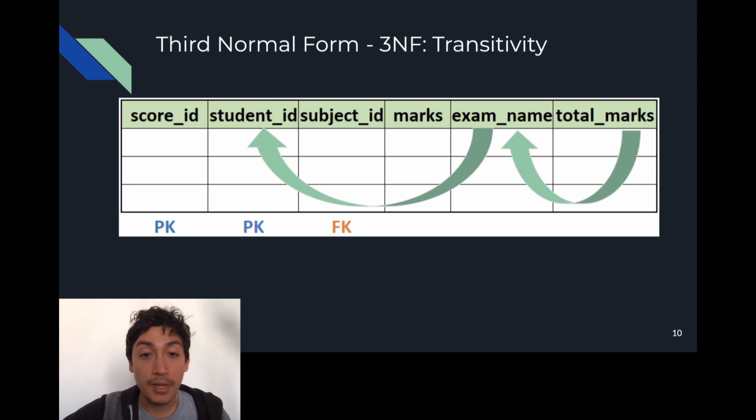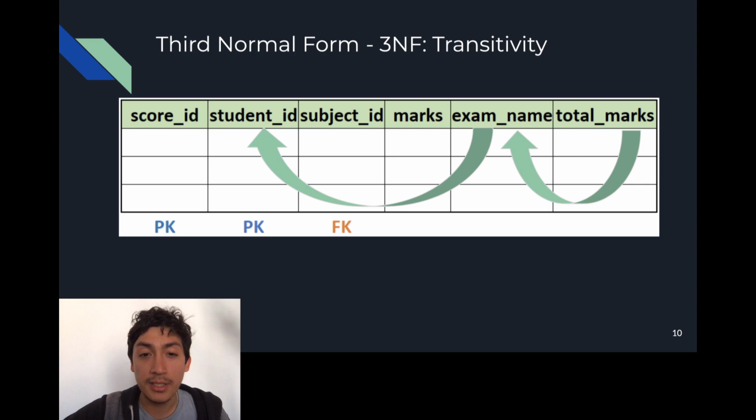Now, subject ID depends on the primary key. Mark depends on the primary key. Exam name depends on the primary key. And total marks depends on the primary key. So, this table satisfies the second normal form. But this table contains transitive relations.